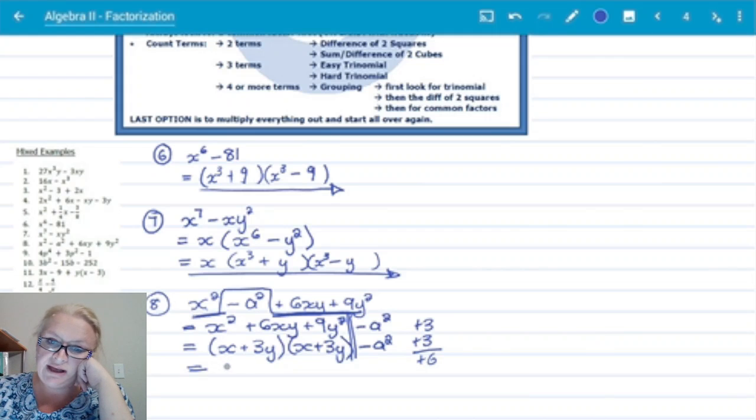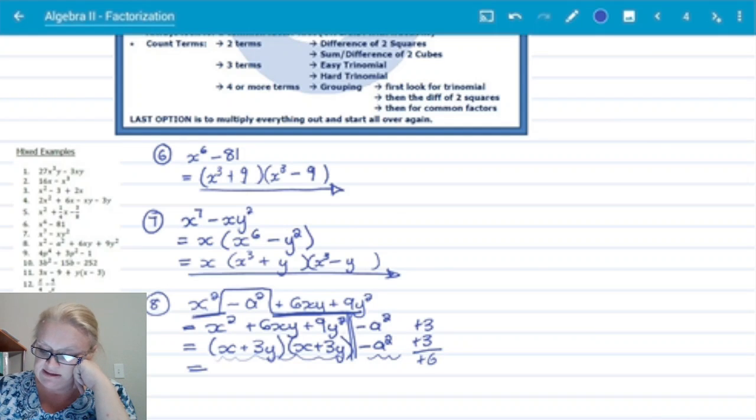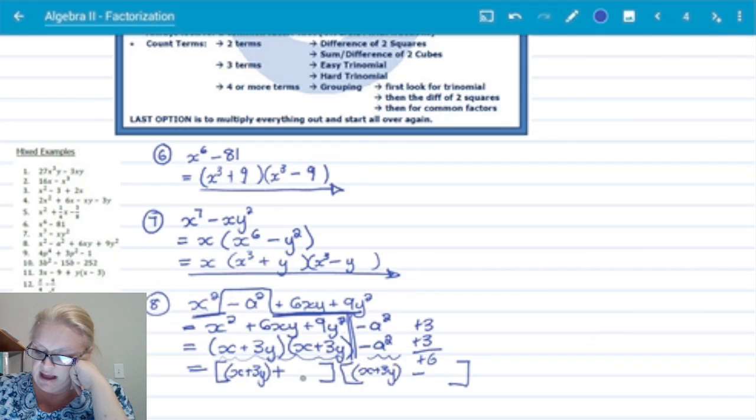Now we're starting all over again. First rule, common factor. Is there one? No, because there isn't a bracket in my second term. Second rule, count the terms. There are two terms, which means this could possibly be a difference of two squares. So we're going to open up two brackets with a plus and a minus. x plus 3y in both first positions and a in both second positions.